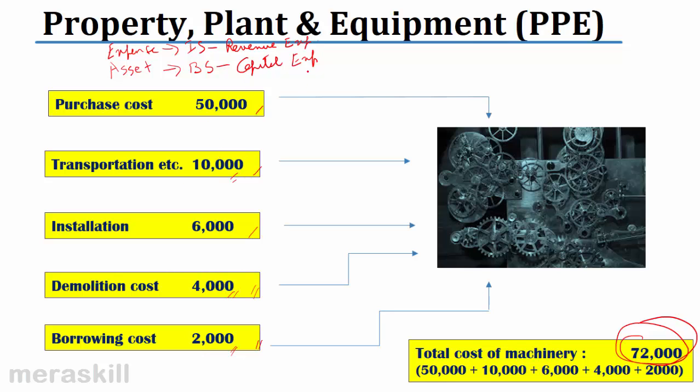Suppose I take this transportation cost. I am not aware of these principles of capital and revenue. I take this transportation cost and I say that this is after all an expense, and I book it as an expense, not as an asset. I do not add it to the cost of the machinery. What will happen then? It will go to my income statement and my profits will be reduced. My net income for that period will be reduced.